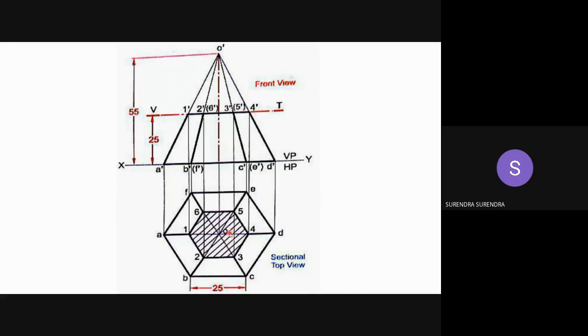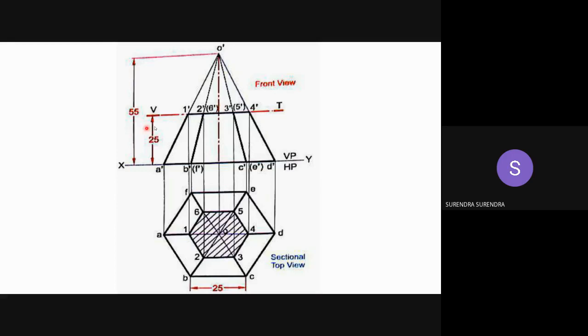After drawing the front view and top view, the section plane, as it is perpendicular to VP, looks as a line in the front view. It is cutting the axis at a height of 25 mm from the base. So from the axis, at 25 mm height, draw a line parallel to the XY line. This line intersects all the slant edges: AO at 1 dash, BO at 2 dash, CO at 3 dash, DO at 4 dash, EO at 5 dash, and FO at 6 dash.